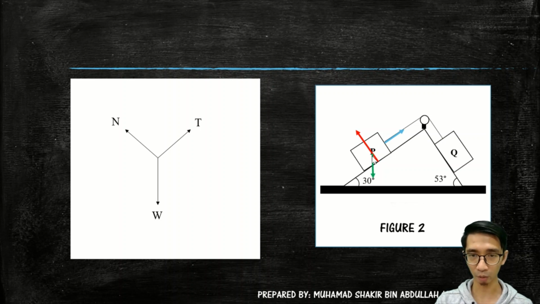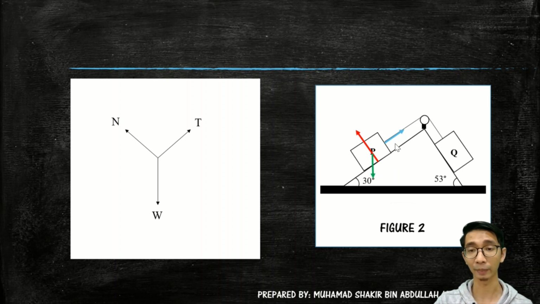So weight pointing straight downwards. Okay, so we have tension here, which is the blue one. Weight forcing downwards, which is the green one. And then what is the red one? Okay, the red one is a normal force. Okay, why is the normal force facing like this?